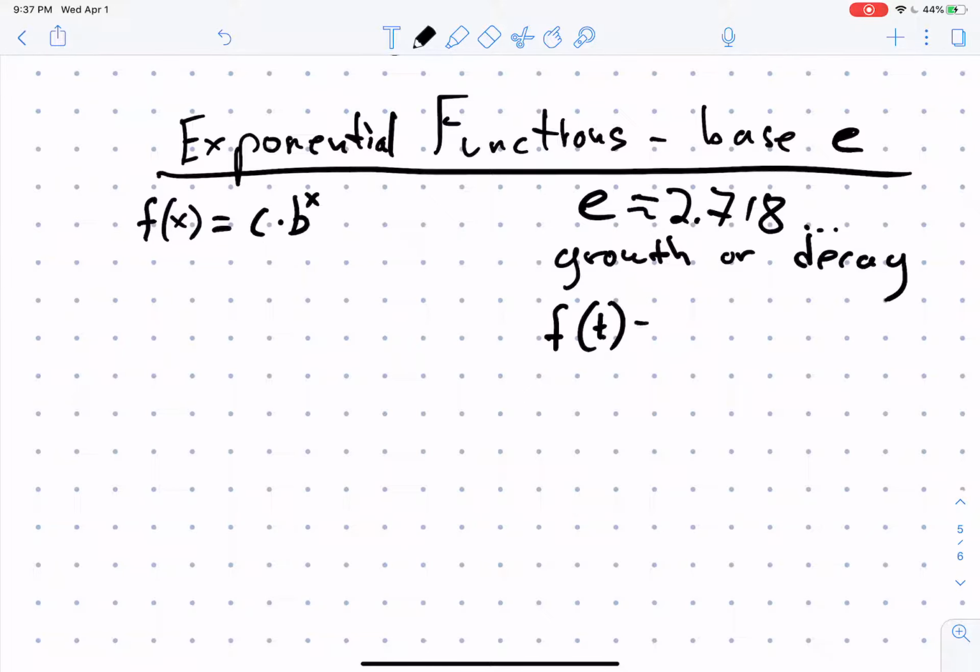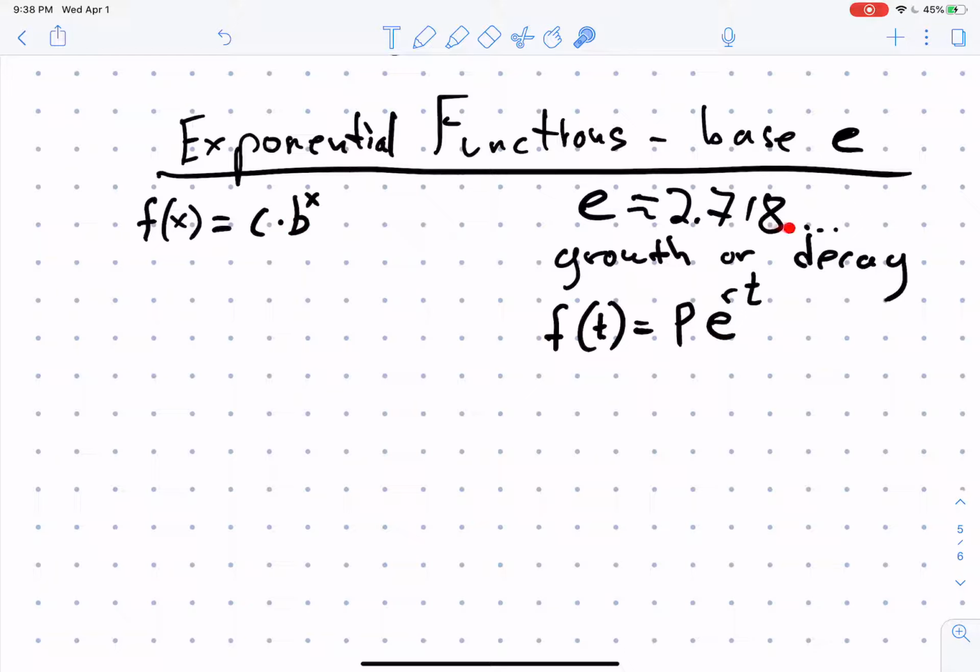f of t is equal to, it will still have a number in front. I'm going to call that number p instead. Doesn't make too much difference. And then e to the power r times t. You'll notice that although the letters are different, this and this are quite similar. They have a number in front. They have a base raised to a power, and the only difference is that here the base could be any number. Here the base is always the same.